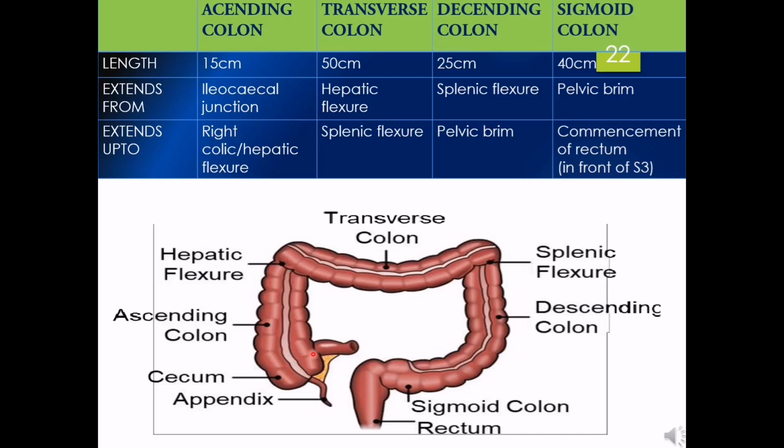Ascending colon extends from the ileocecal junction to the right colic or hepatic flexure. The transverse colon extends from hepatic flexure to the splenic flexure. The descending colon extends from the splenic flexure to the pelvic brim. Sigmoid colon extends from pelvic brim to the commencement of the rectum in front of the S3.